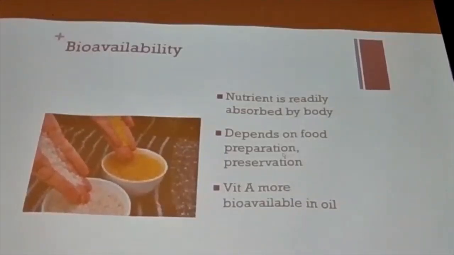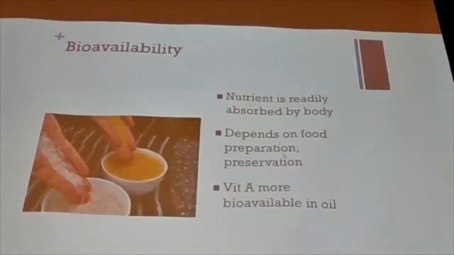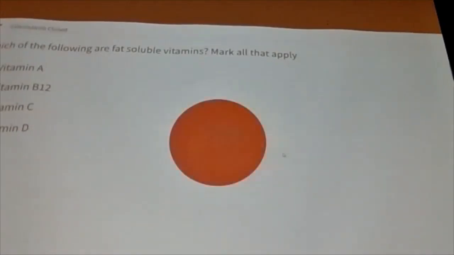Sometimes on food labels, you'll see vitamin A is listed as vitamin A palmitate. Palmitate is palm oil. And so basically that means that they have the vitamin A there in an oily form, so it's more bioavailable. All right, I'm going to skip through some of these.